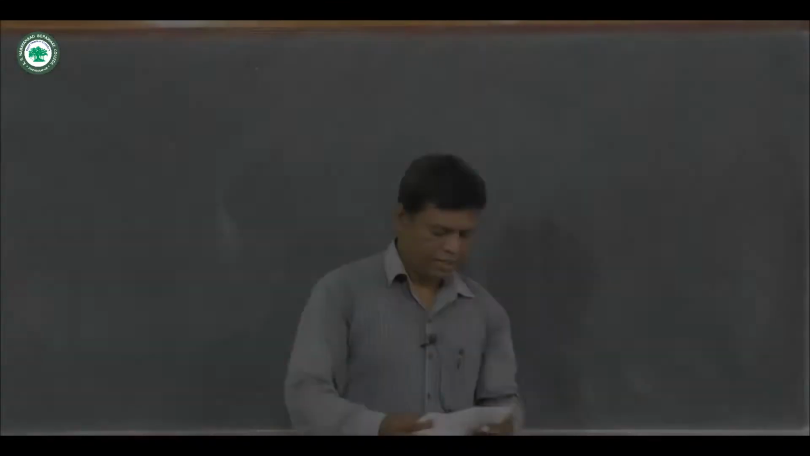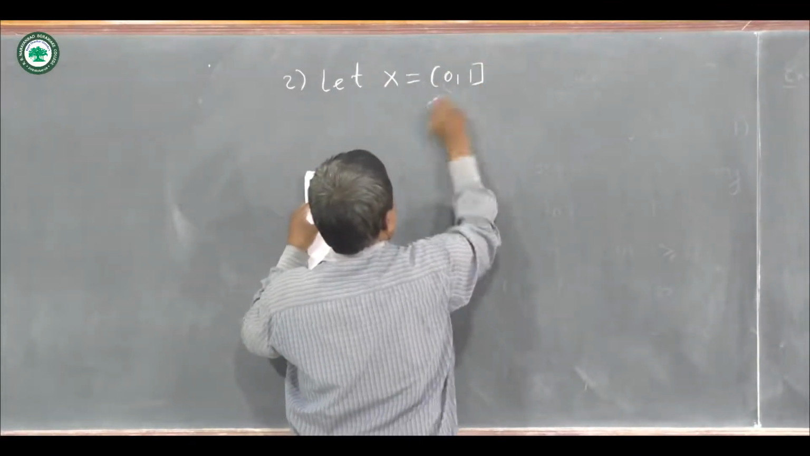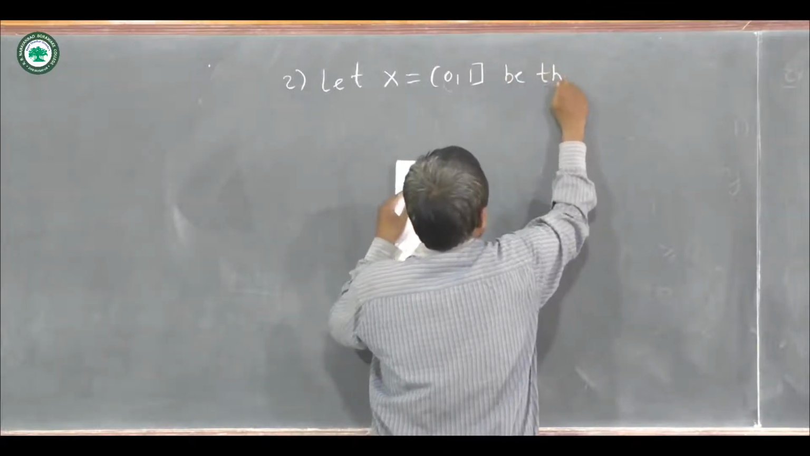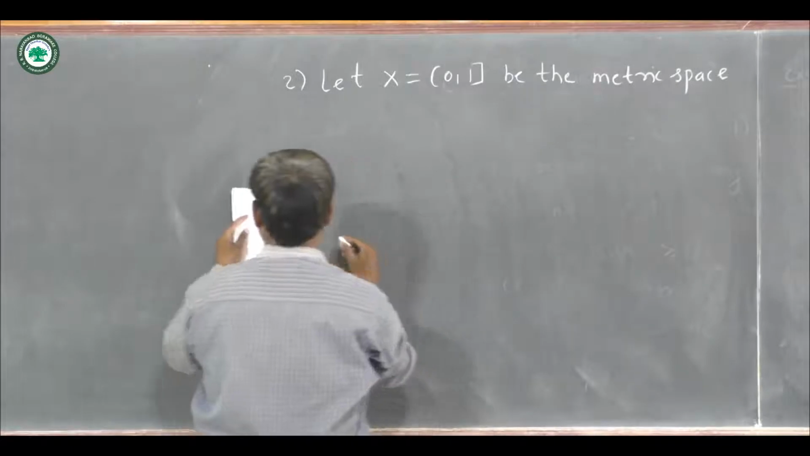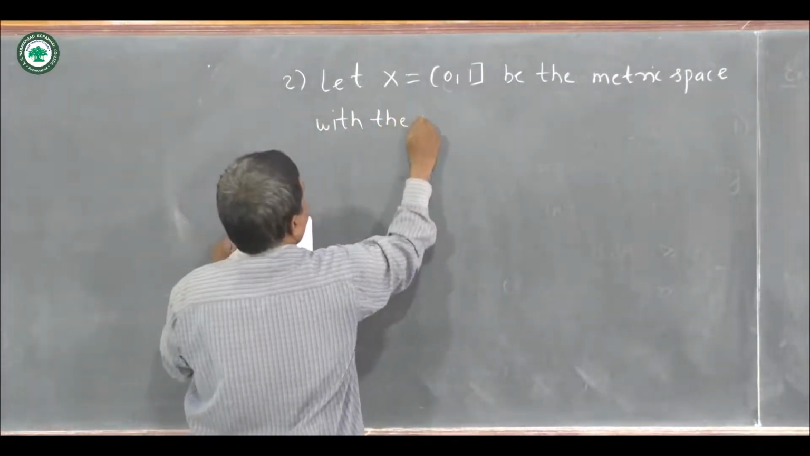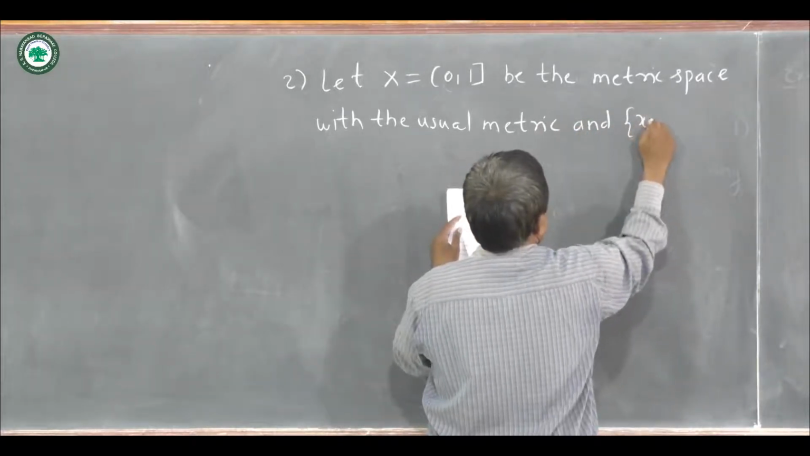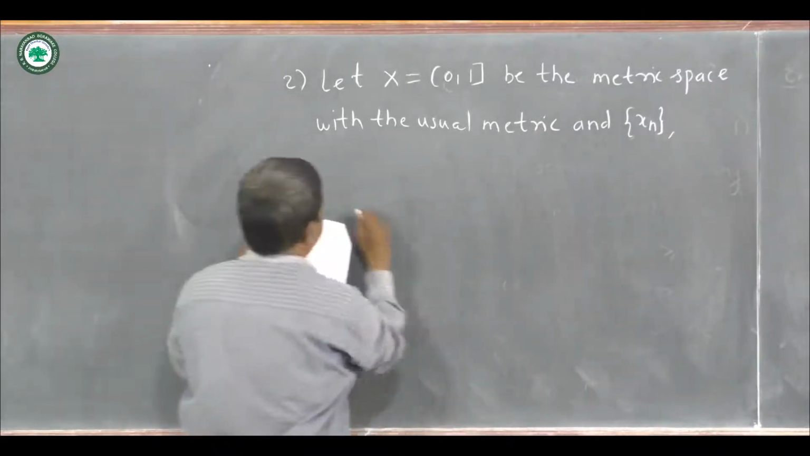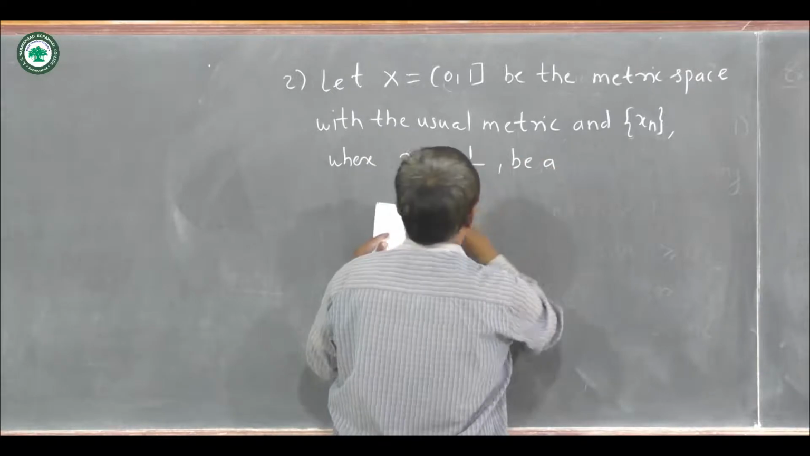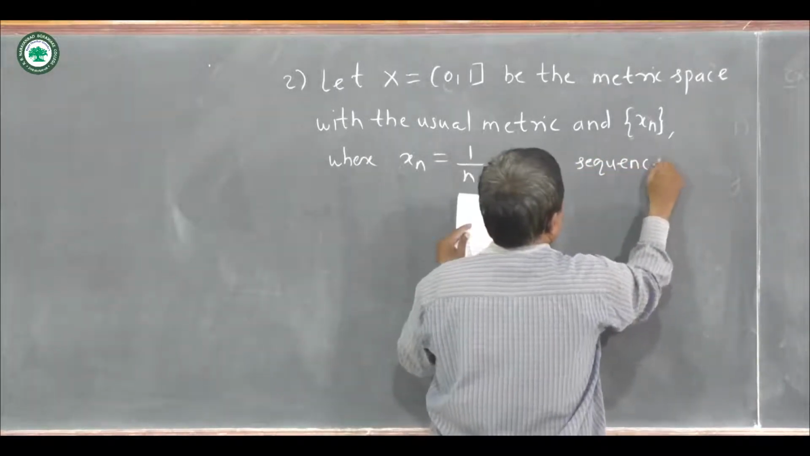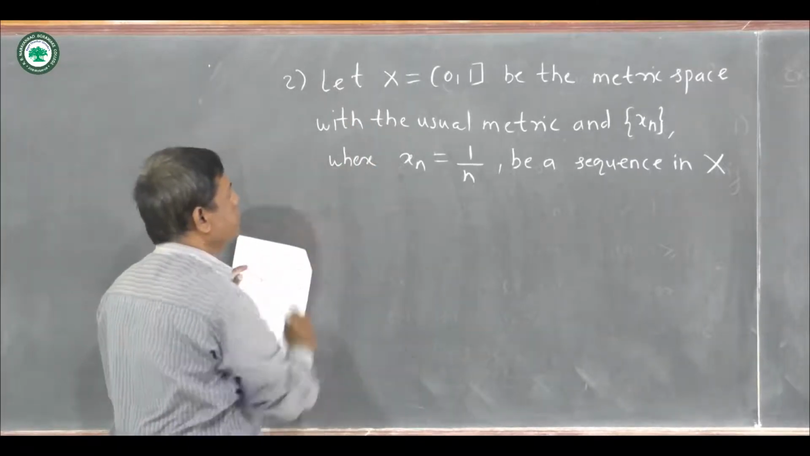Now the second example is: let X be the open-closed interval 0 to 1, a metric space with the usual metric, and xn be the sequence where xn is equal to 1 upon n. Now xn is a sequence in X here. This sequence is a Cauchy sequence, but this sequence is not convergent in X here.